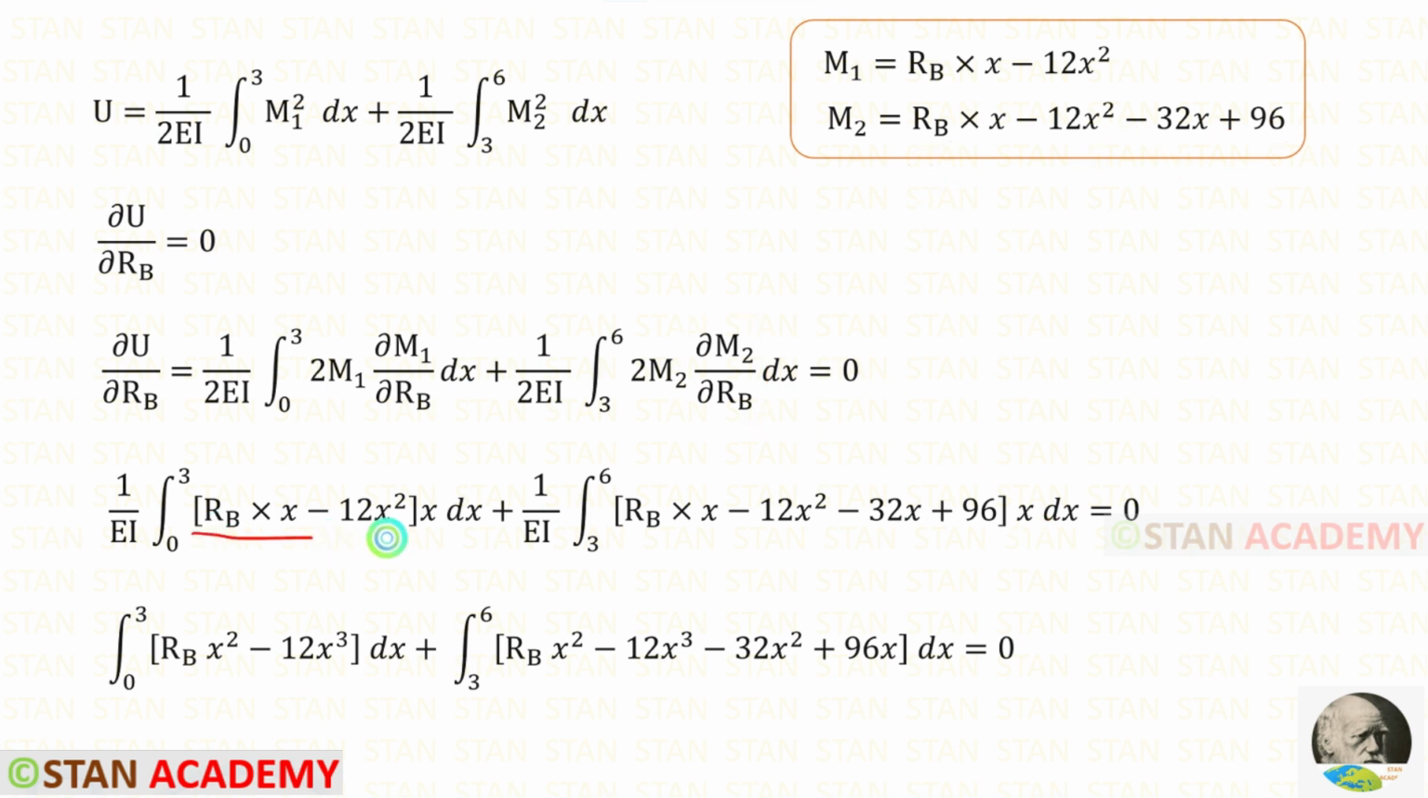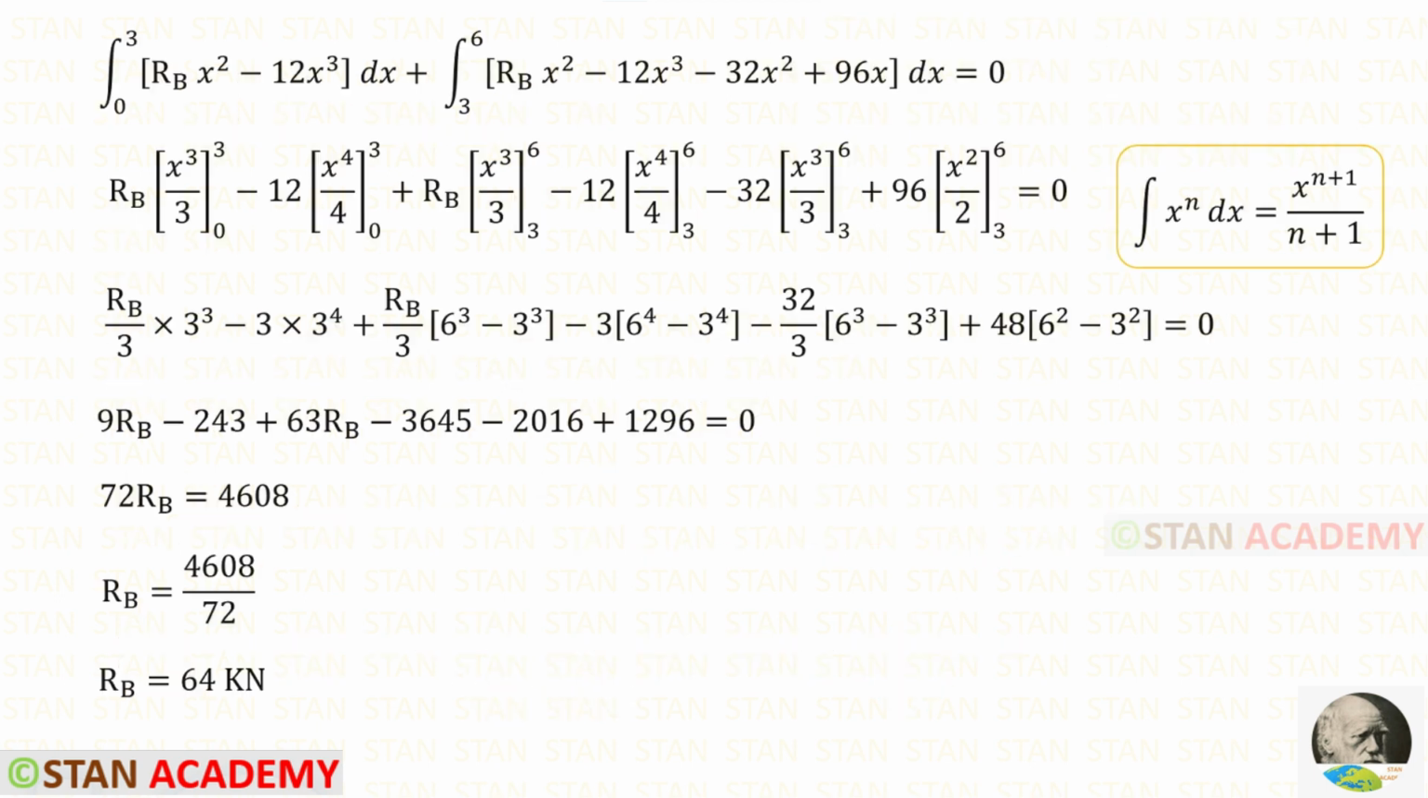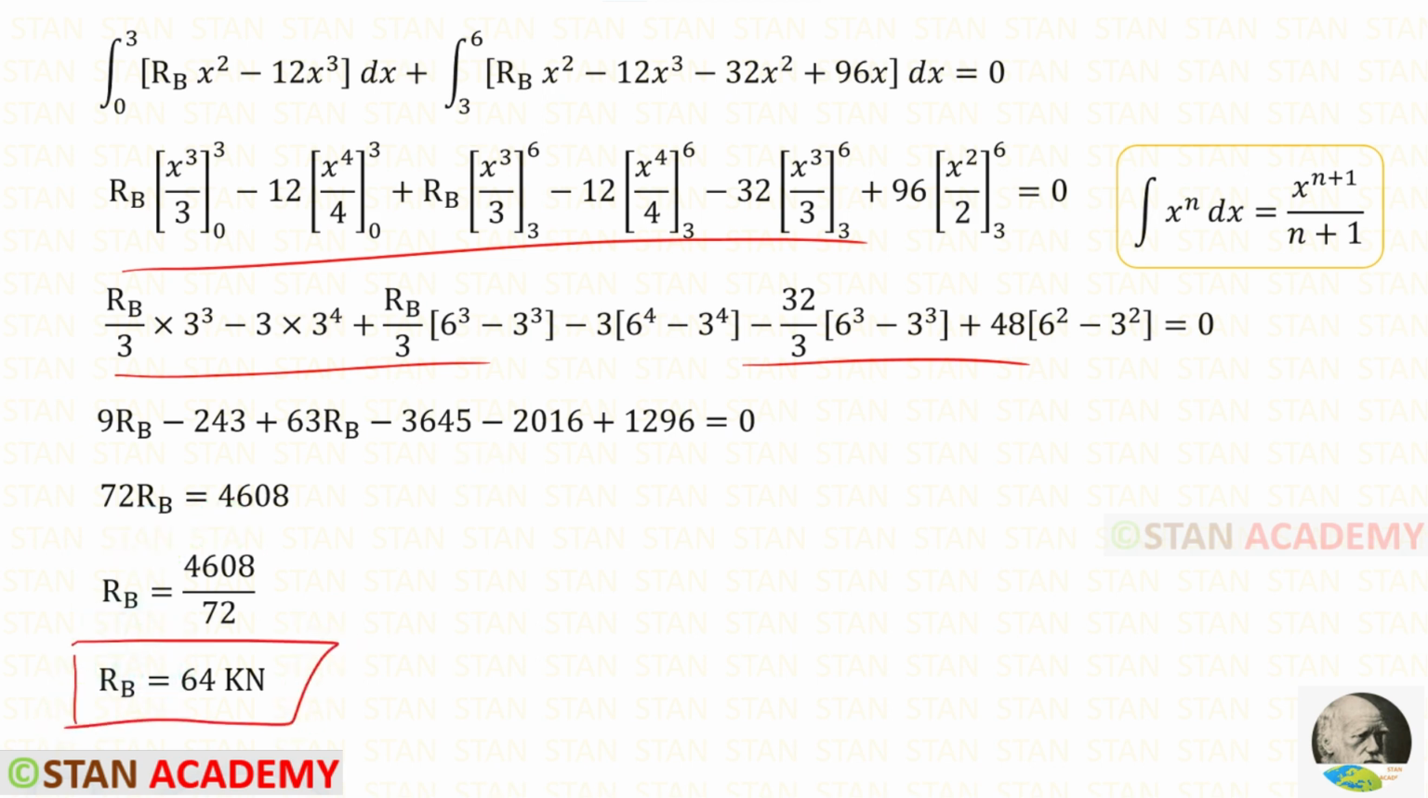We can multiply this with the x, we will get this. And we can multiply this term with the x, we will get this. Now using this formula, we can do the integrations. After integrating and simplifying, we will get Rb. For Rb, we will get 64.